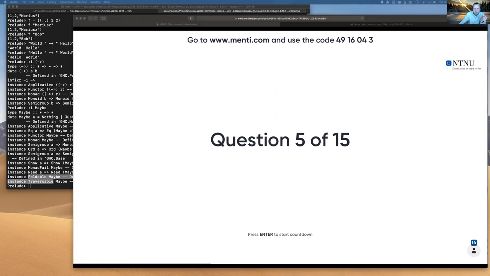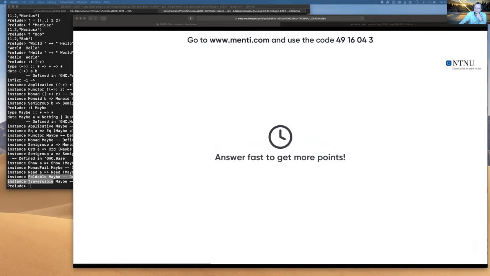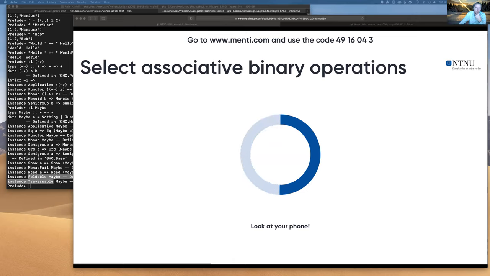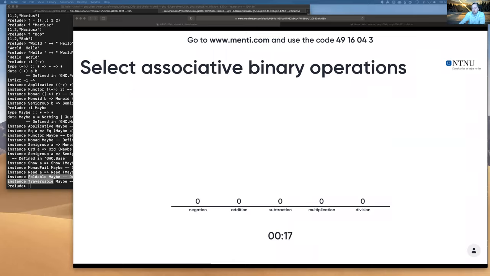Okay, so in this question, you can only mark one answer, but there might be more than one correct answer. So just pick one, okay? I couldn't change it such that you could do multiple. You can only do one. So pick all associative binary operations from that set. We have negation, addition, subtraction, multiplication, and division. Which binary operation is associative?